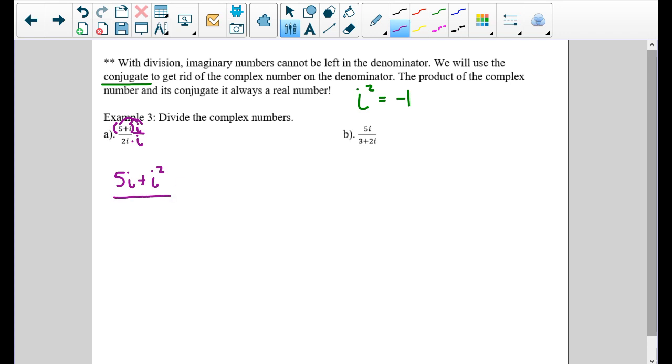In the bottom, 2i times i is 2i squared. Now, again, remember, anytime I see this i squared, it's negative 1. So really in the bottom I have 2 times negative 1, which now becomes a negative 2, and 5i, and a minus 1, right? So I can say minus 1 plus 5i.